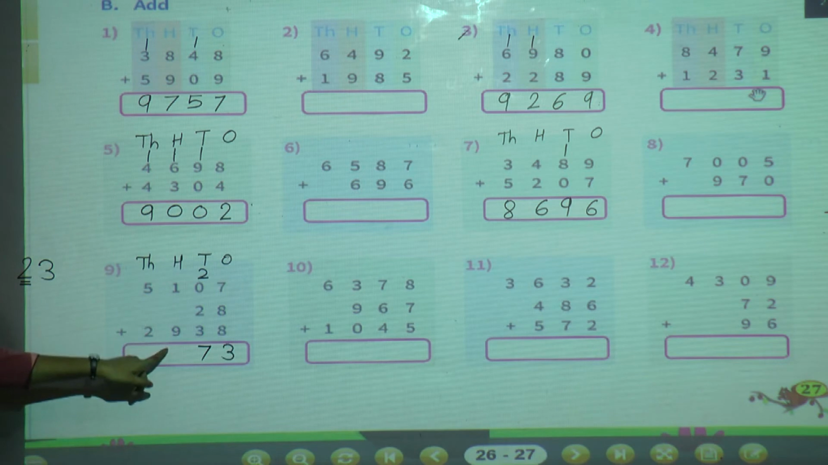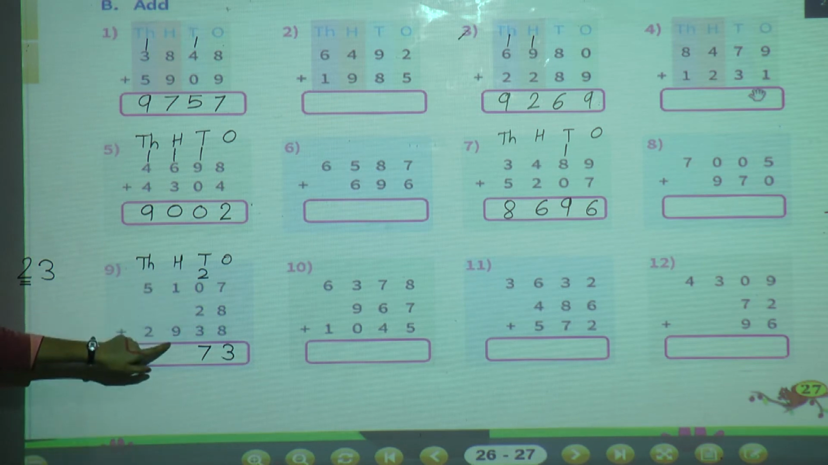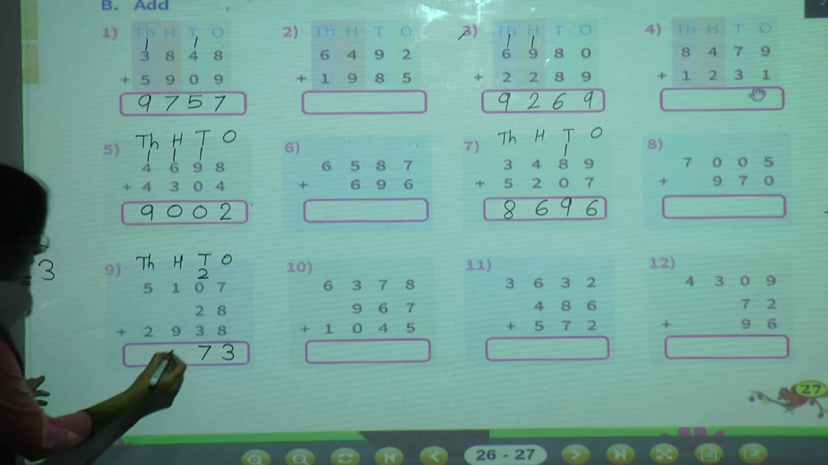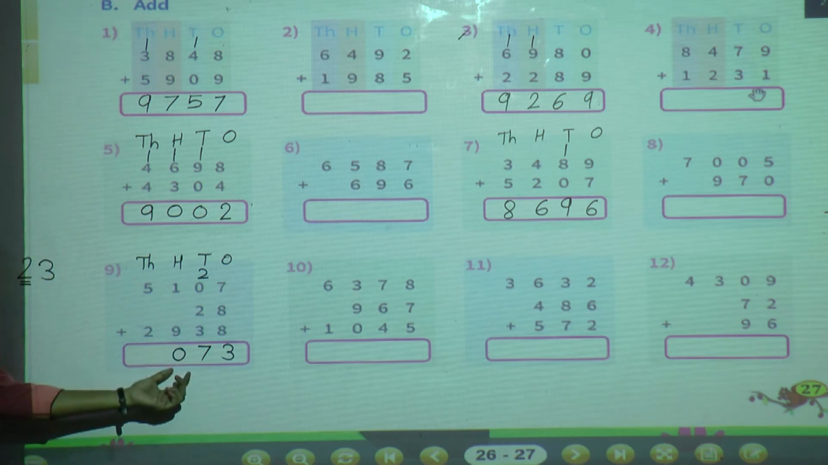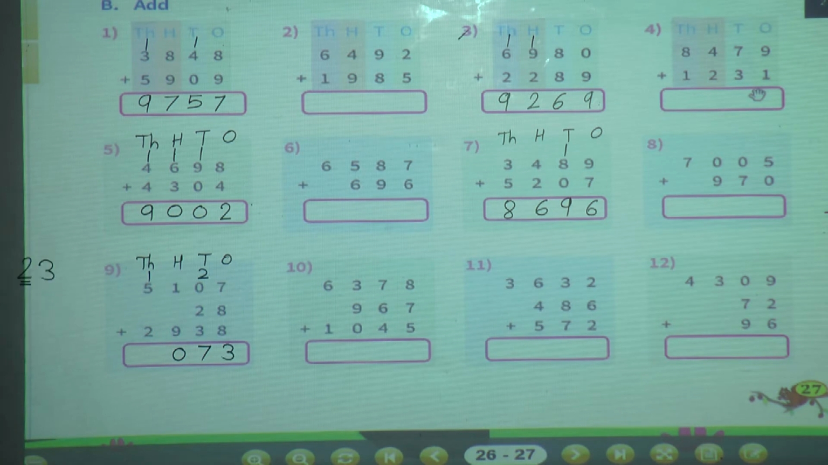Now see the hundreds place. At the hundreds place, 100 plus 900. Only 2 numbers are there. Okay, so do the addition. 1 plus 9 is 10. So we will put 0 here and 1 we will give as a carry to the thousands place.